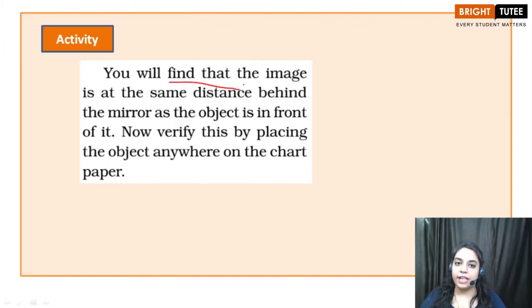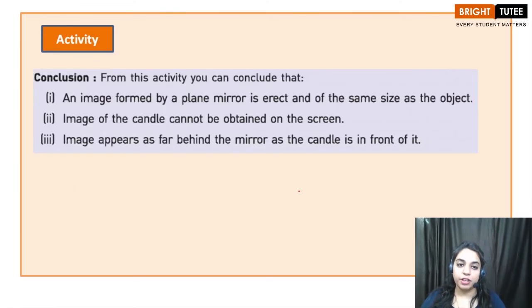So let's just conclude, you will find that the image is at the same distance behind the mirror as the object is in front of it. Okay children, I really hope you would have understood this. And how you are going to write this in exams, if you are asked to give the nature of the image formed by the plane mirror, you will write first, an image formed by the plane mirror is erect and is of the same size, right? Because the image is always erect, it is not inverted.